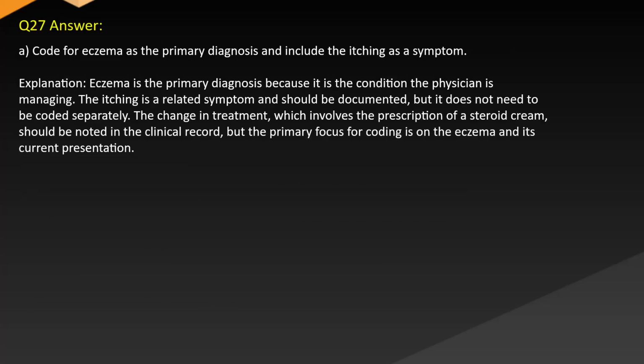Answer A. Code for eczema as the primary diagnosis and include the itching as a symptom. Explanation. Eczema is the primary diagnosis because it is the condition the physician is managing. The itching is a related symptom and should be documented, but it does not need to be coded separately. The change in treatment, which involves the prescription of a steroid cream, should be noted in the clinical record, but the primary focus for coding is on the eczema.